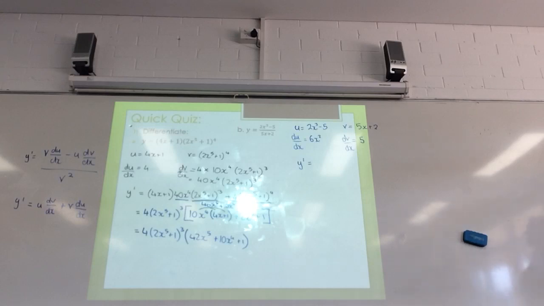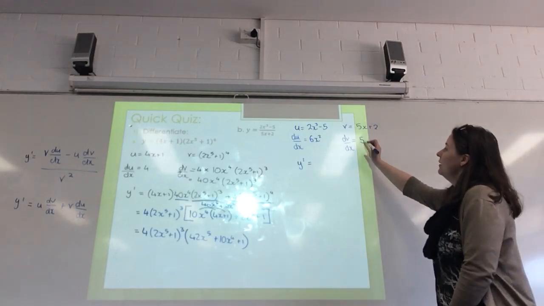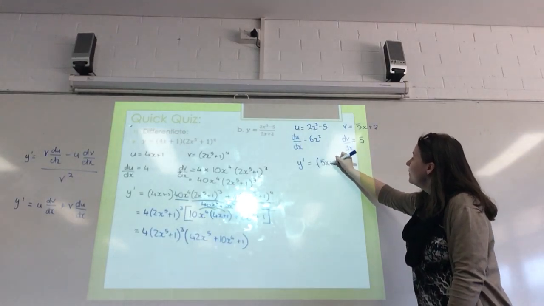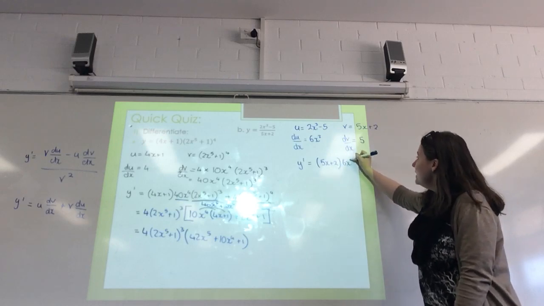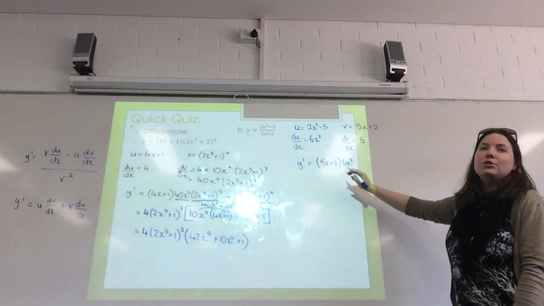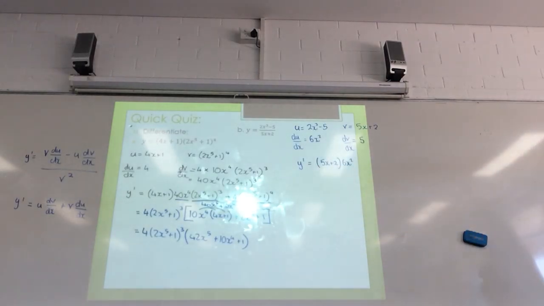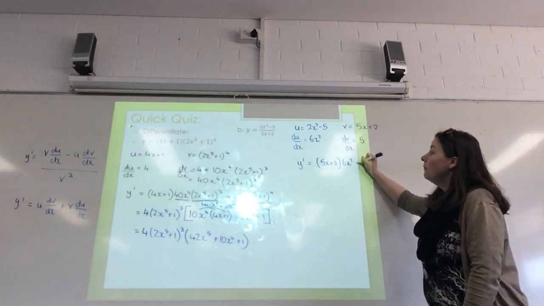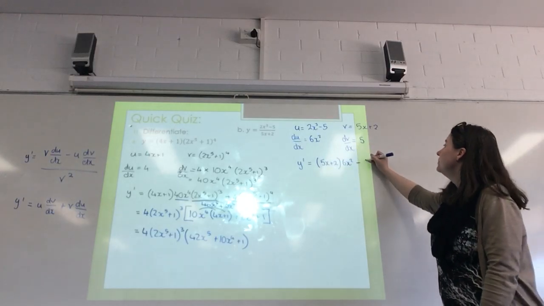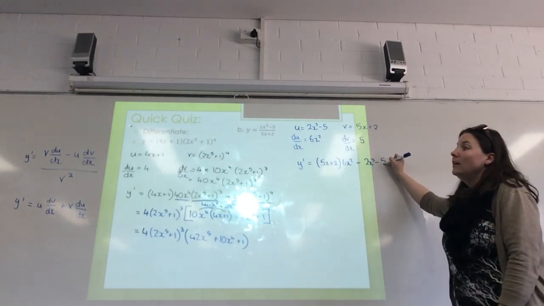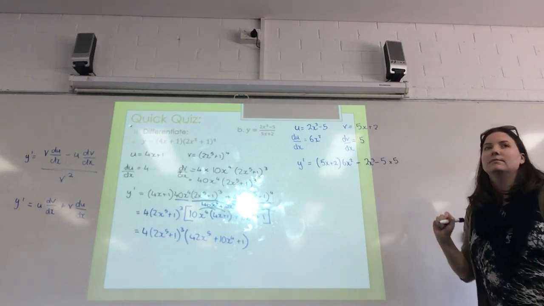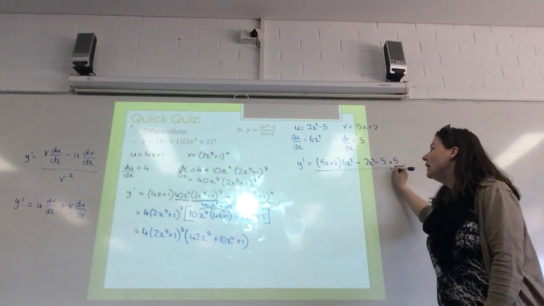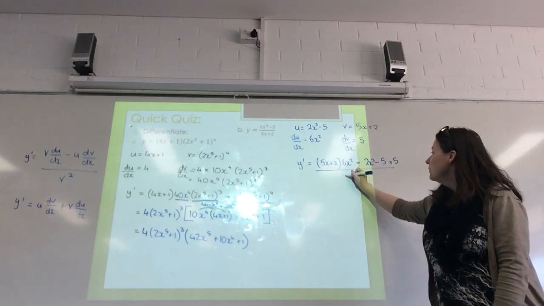It's pure substitution. So we've got v times du on dx. You might have wanted to put that out, boys, out the front at the beginning. Minus u times dv on dx, over v squared.